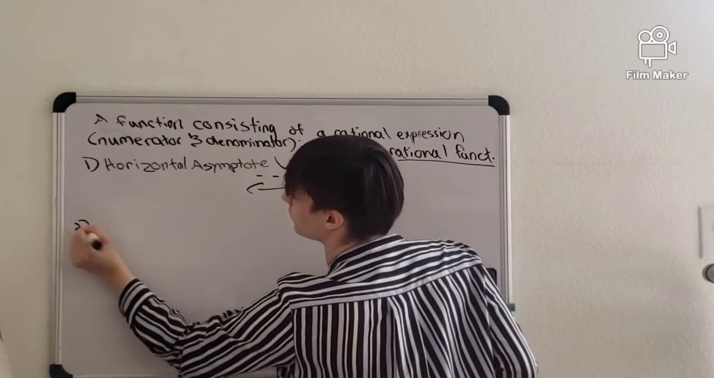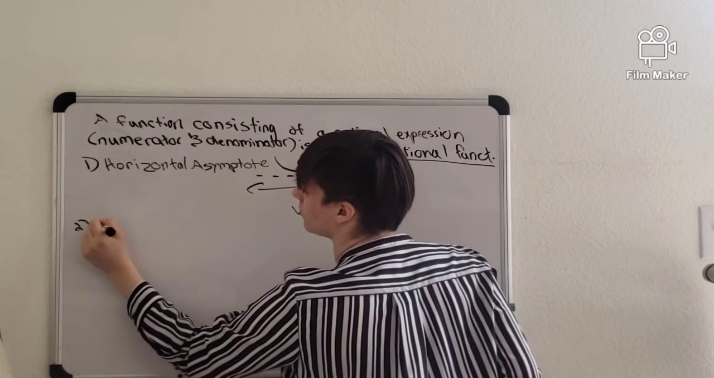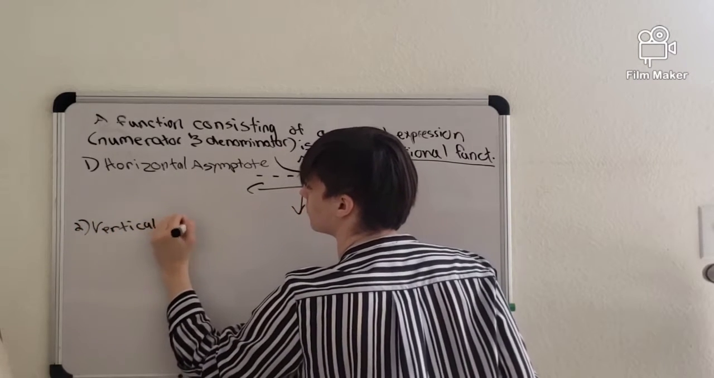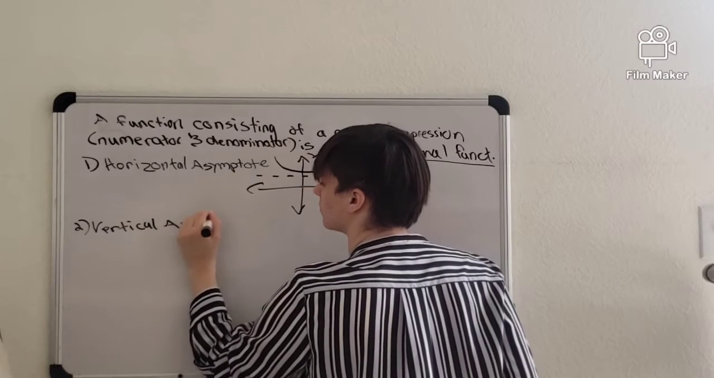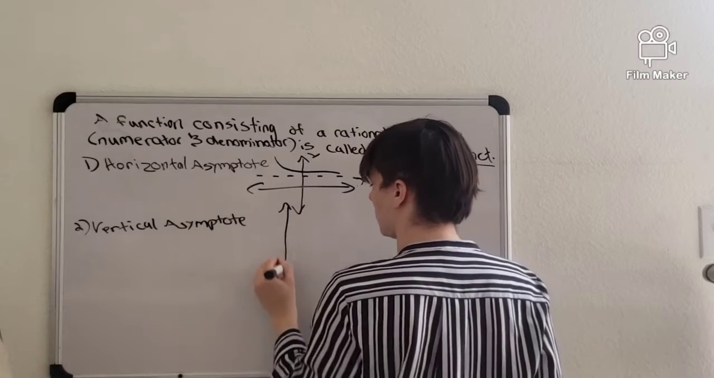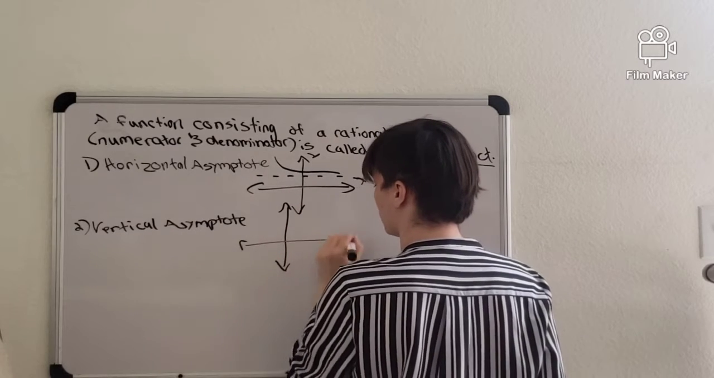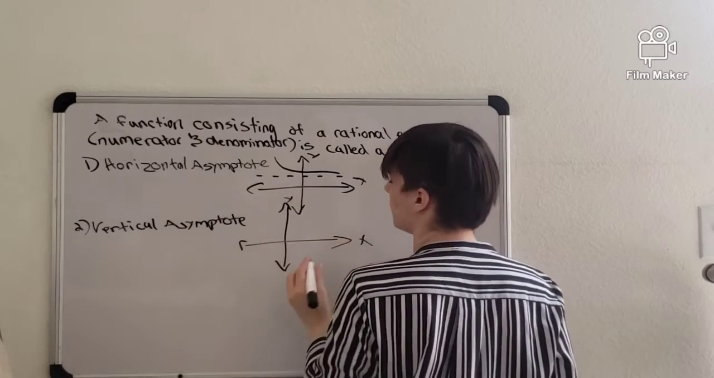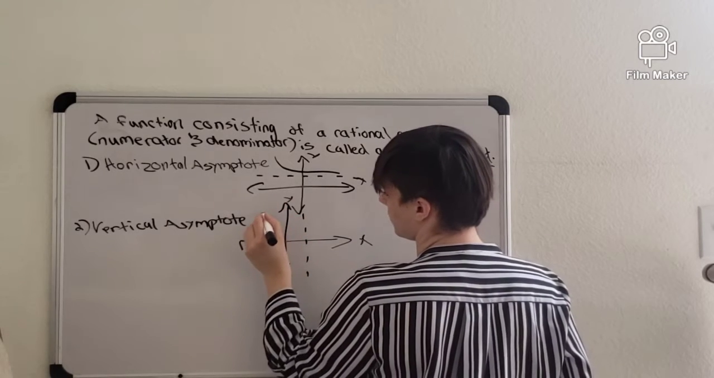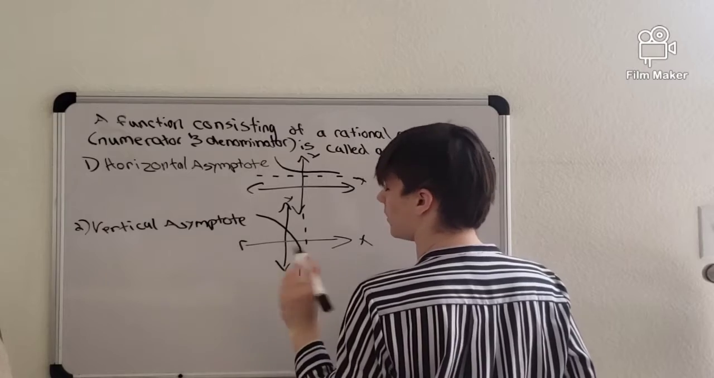And then another way for it to break would be your vertical asymptote. Similarly, on your graph, to your horizontal, but instead of being horizontal, it's going to be vertical. And when faced with a function, it will hug it until infinity.